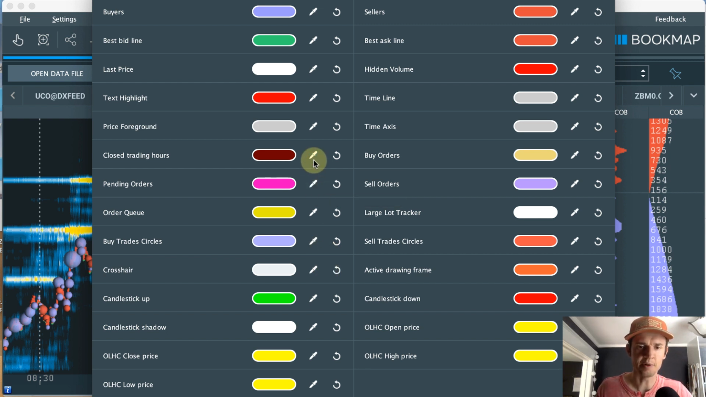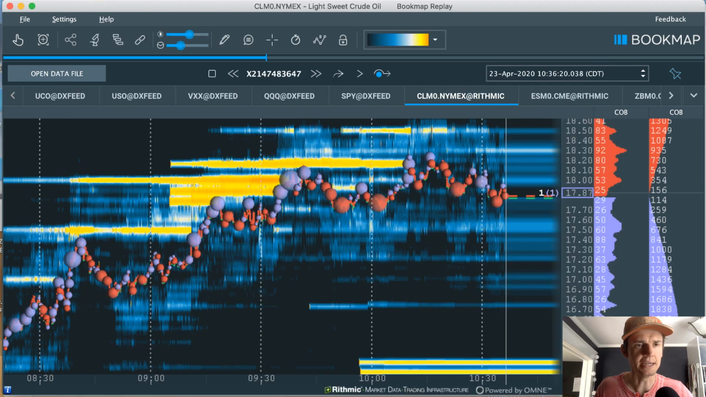You've got this little dropper that you can pick colors off the chart to change it automatically. So that's your color settings. We're not going to deal with many of those kinds of details. I just wanted to show you that real quick. We're going to get into the major options.